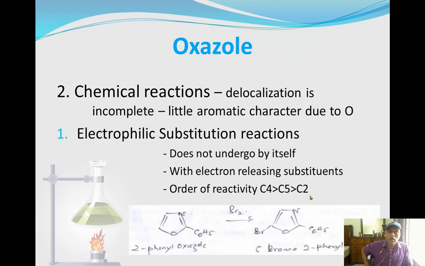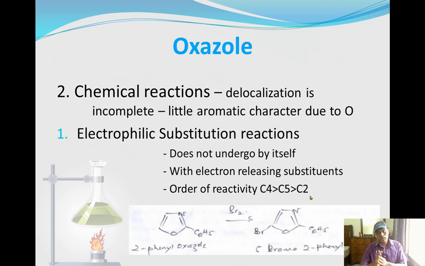Oxygen is an electronegative atom, right? So it's trying to keep the electrons with it, so there will be fewer electrons. The electron cloud is lesser on the ring. So that's why we can say it has less aromaticity.